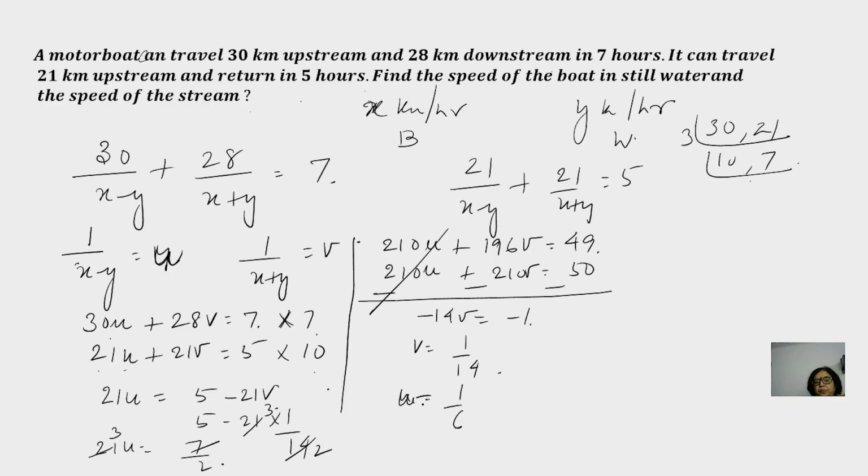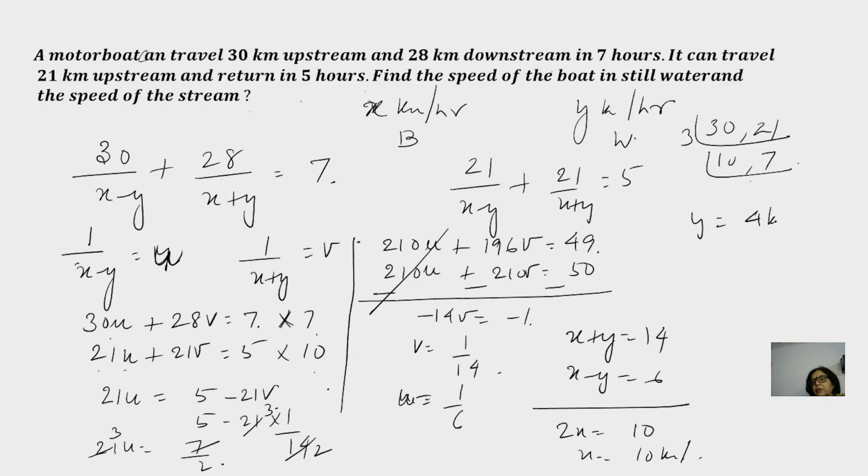This is u. Now v was 1 by x plus y. So x plus y is 14 and u is 1 by x minus y. x minus y is 6. Adding the two equations, we get 20. So x is 10 kilometers per hour. And y will obviously be 4 kilometers per hour, because x plus y is 14. So the speed of the boat is 10 kilometers per hour and the speed of the stream is 4 kilometers per hour.